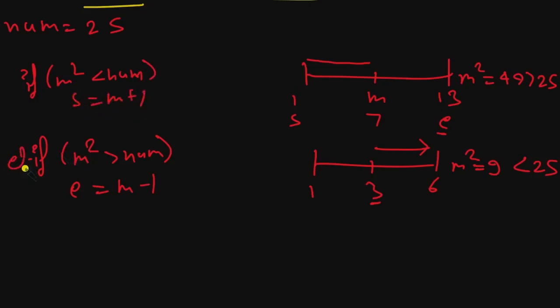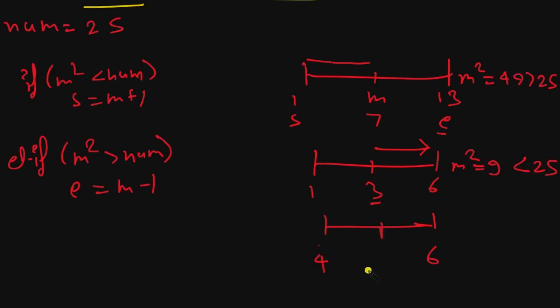And this we can write in else condition. So now this will become something like this, 3 to 6. Again we will find the middle of that. Oh sorry, this will not be 3, this will be 4 because start is equal to m plus 1. So 3 plus 1 will be 4.